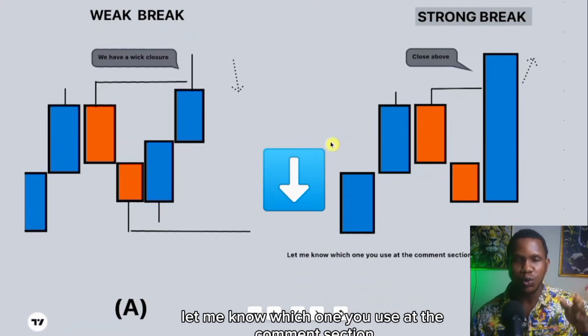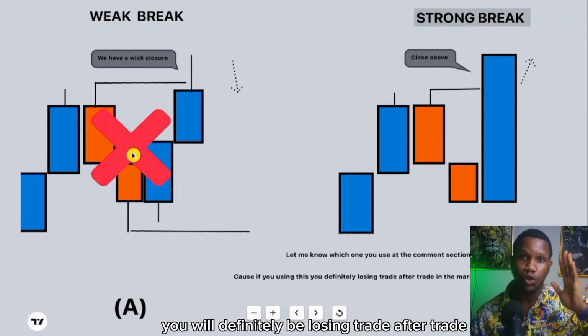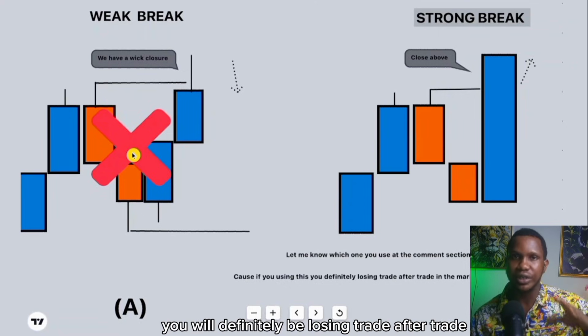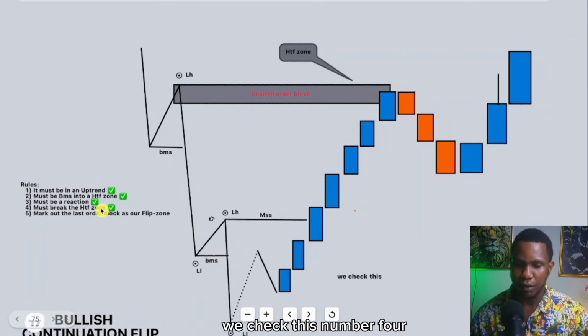Let me know which one you use in the comment section, because if you're using this particular one, you will definitely be losing trade after trade. We finally closed above this higher time frame zone. We'll check this number 4.